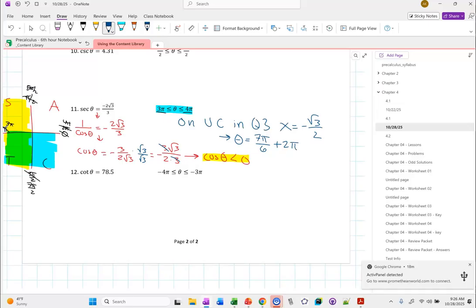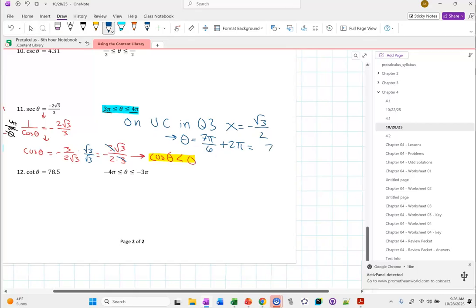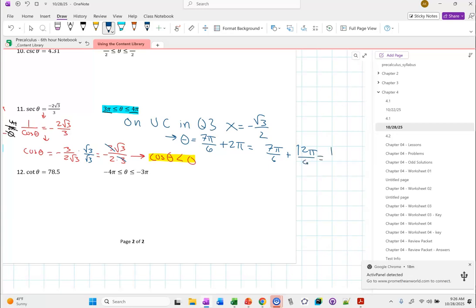To add 7 over 6 and 2, what do we need to have? Common denominator. What would that common denominator be? 6 is right. So we have 7 pi over 6 plus 12 pi over 6, which gives us 19 pi over 6, which, as a mixed number, is 3 1/6, which is definitely between 3 and 4. So we are good. That is our answer. Max, did you feel good on what we did there?